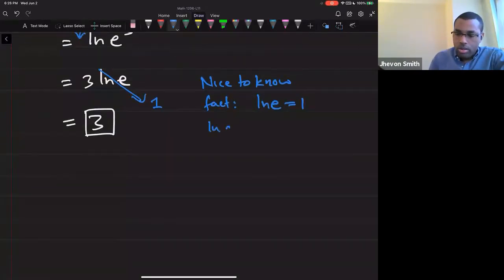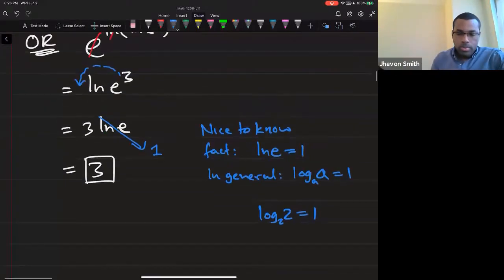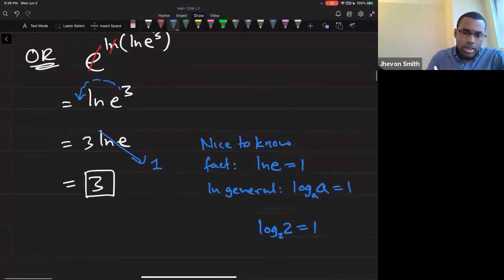And in general, log to the base a of a is 1, right? You have to raise a to the power 1 to get a, right? Makes sense. So if I have, say, log to the base 2 of 2, well, that's 1, right? So log to the base of anything of the thing is 1. So that's something that you can generally know. And remember, log of 1 is 0. So yeah, you could get 3 that way.